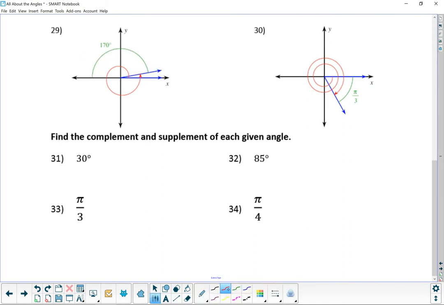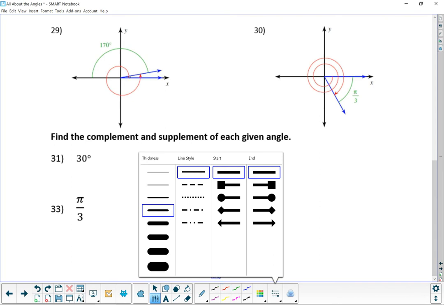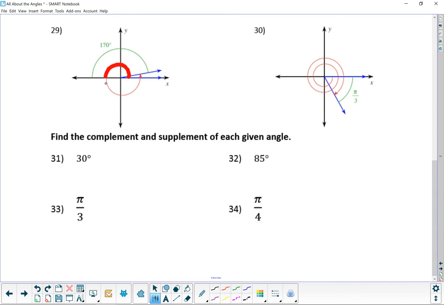So this one will be easy. So this is going to be one whole circle. So that's 360 plus another 10 is 370 degrees. So this one's easy. So this is going to be 370 degrees. That was pretty easy.